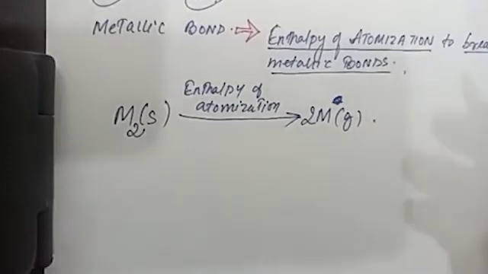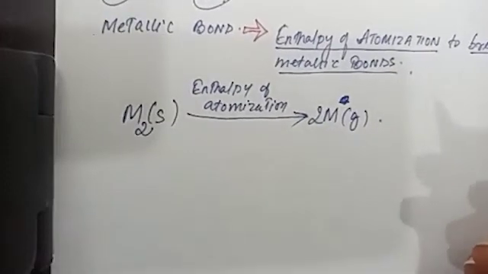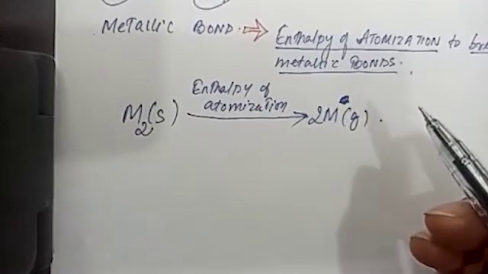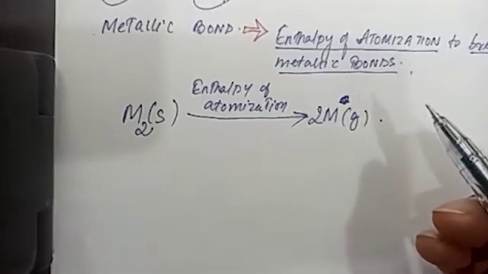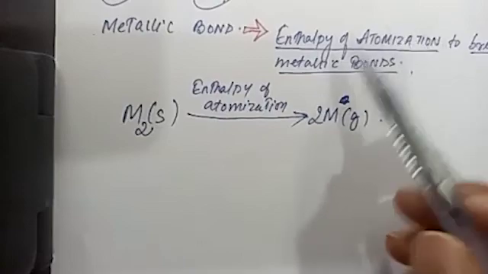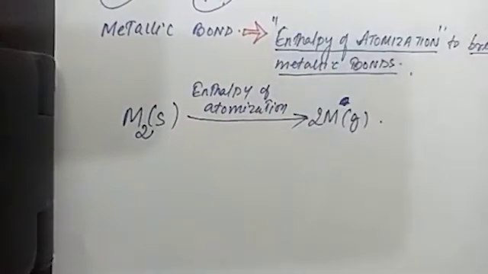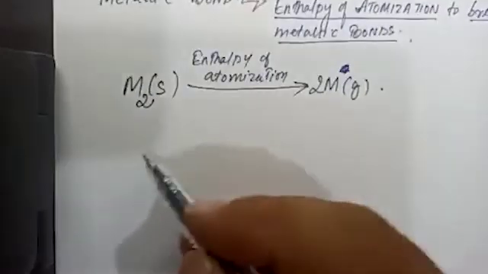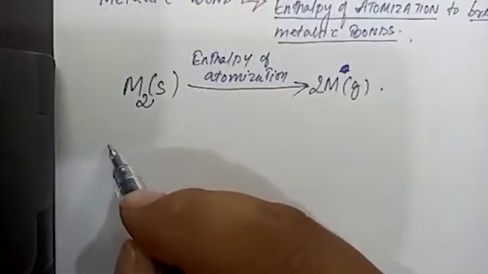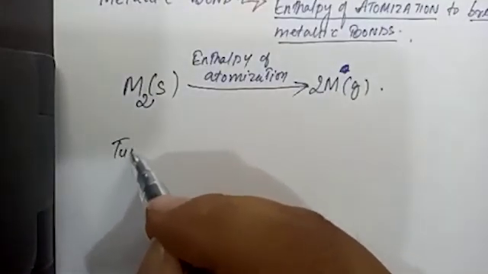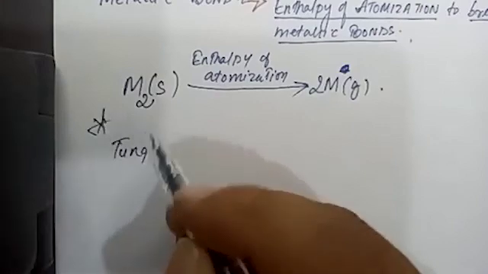Similarly, if an ionic bond has to be broken, the energy is called lattice energy, and if a covalent bond has to be broken, it is simply called bond energy, but we don't need that here. So enthalpy of atomization is the energy required to break metals or metallic bonds. Because they are so well bonded, there is a famous element, tungsten. This is just for knowledge.